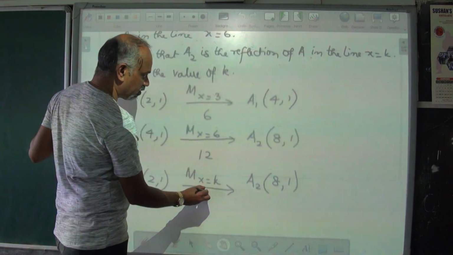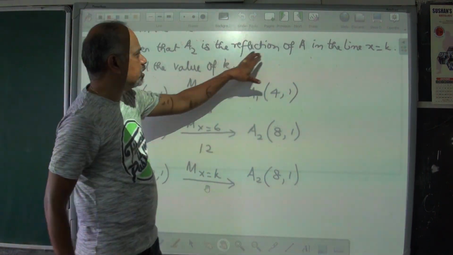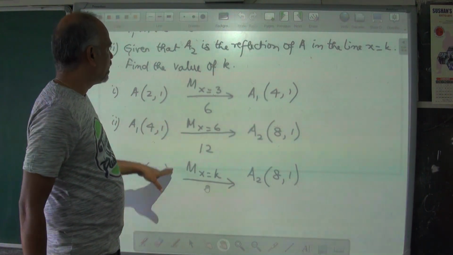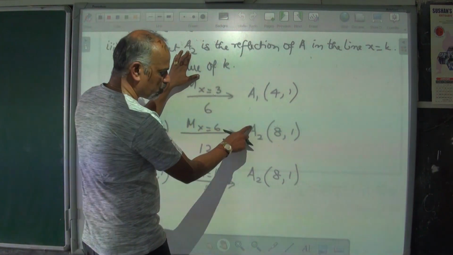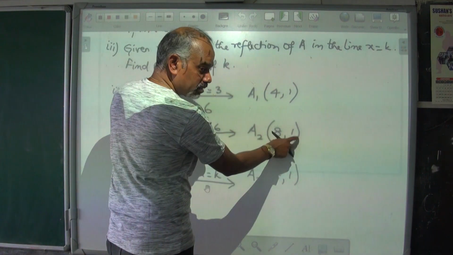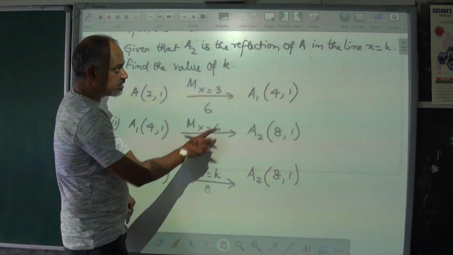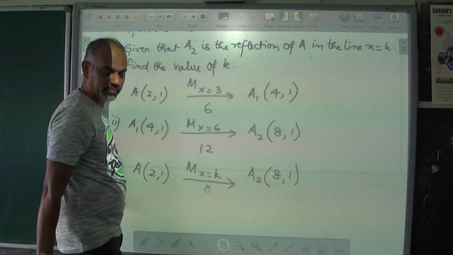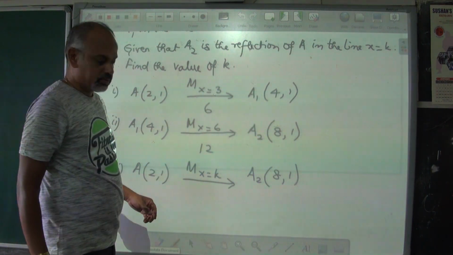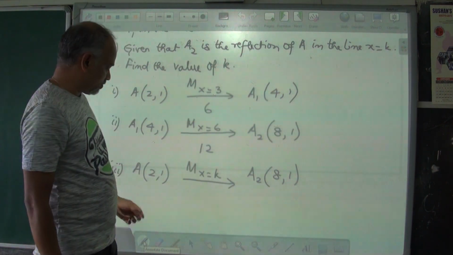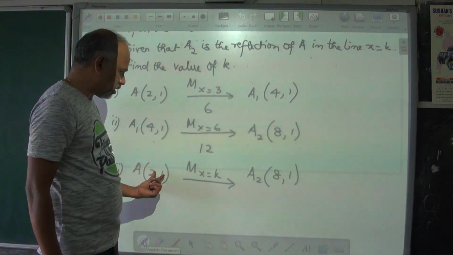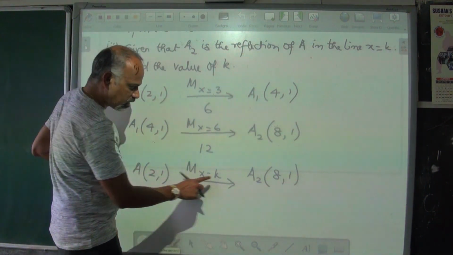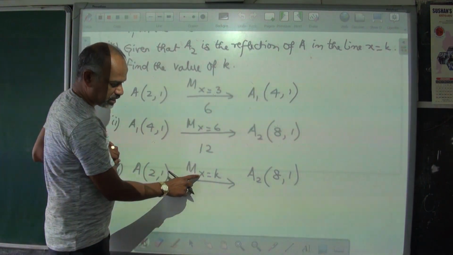So for that, you start with A. A's coordinates are (2, 1). And you get point A2. A2 you already know. A2 is (8, 1). And it is reflected in the mirror x = k. Mirror is x = k. Now, see what has happened. A is (2, 1). A2 is (8, 1). See what has changed. Y value has not changed, which means this is correct.